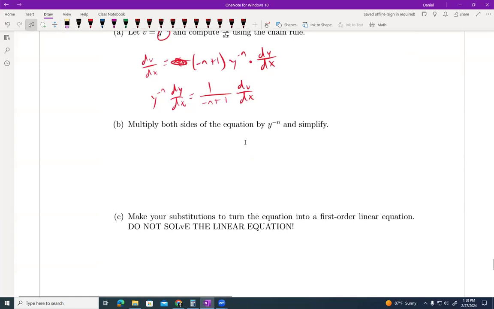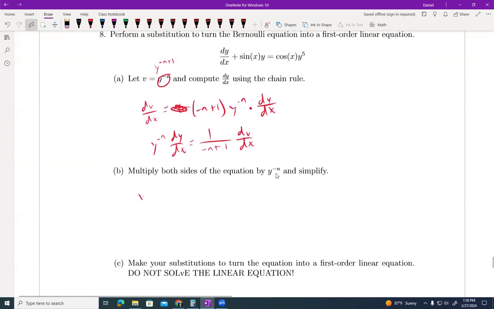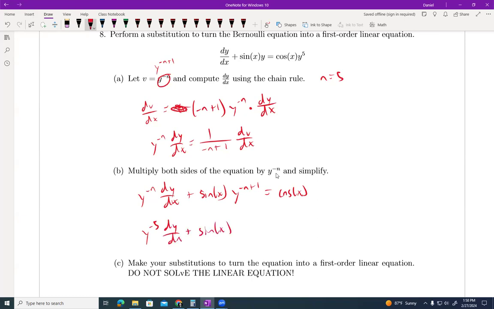Now we're going to multiply both sides of the equation by y to the negative n. So we get y to the negative n dy/dx plus sine of x times y to the negative n plus 1 equals cosine of x. Oh, and I forgot to say what n is, my mistake. Since we have y to the fifth power, our n is equal to 5. So if I multiply by y to the negative n, let me plug in n equals 5: y to the negative 5 dy/dx plus sine of x times y to the negative 5 plus 1, which is negative 4, equals cosine of x.